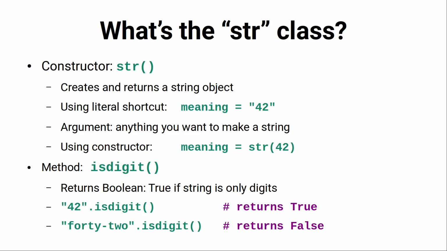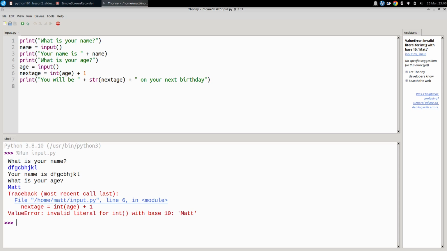Let's give this a try in the shell. Okay, let's define the age variable to be a new string. We'll use the string constructor and pass in an integer, and that should return a string with digits for that number in a string and nothing else.